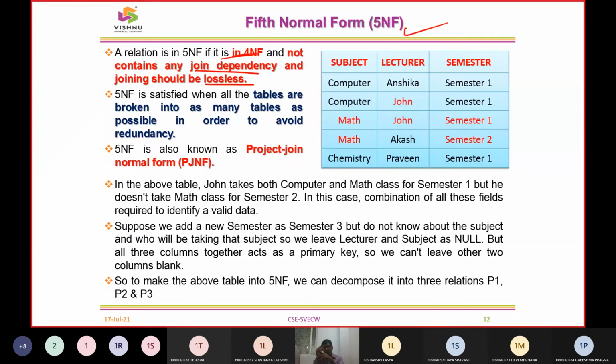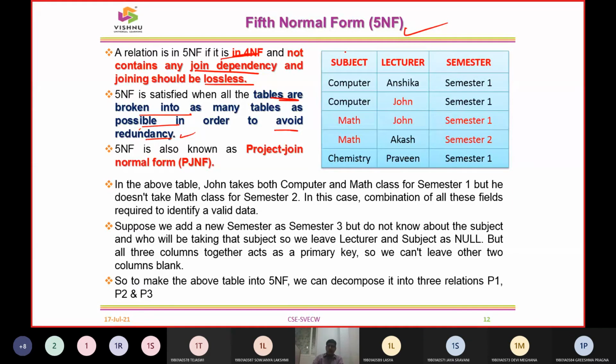So how are we going to do it? The point is that the tables are going to be broken into as many parts as possible in order to avoid redundancy. So there should not be any duplicate content. Therefore, we can decompose the tables into small units.